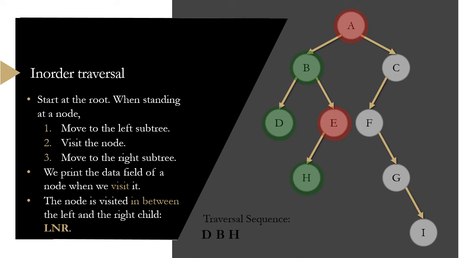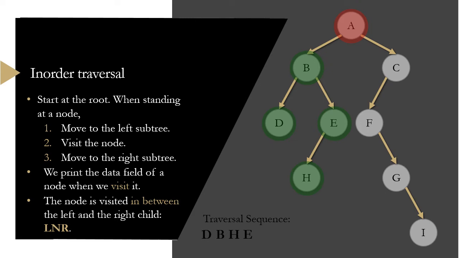Go back to E. We have visited its left subtree. Now we will execute step 2, visit the node. So we print E. Does it have a right subtree? No. All three steps for E are done. Move back. You come to B. All three steps for B are done. Move back. You come to A.